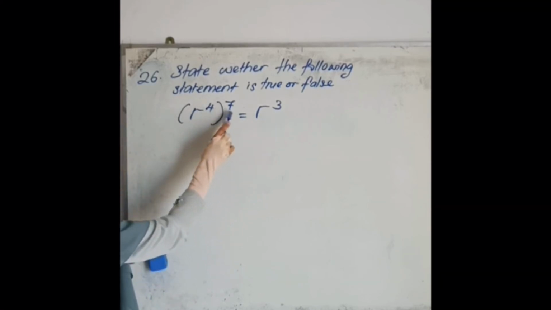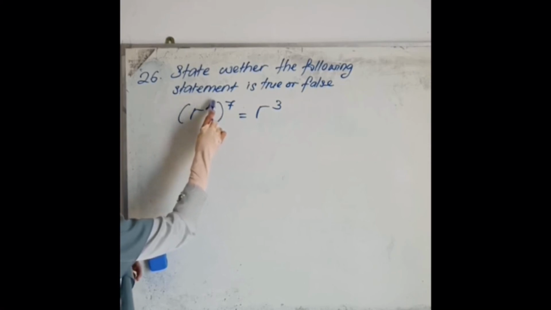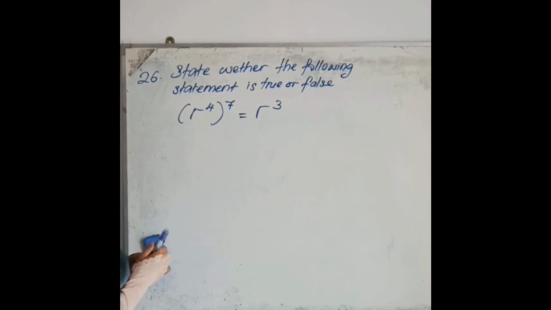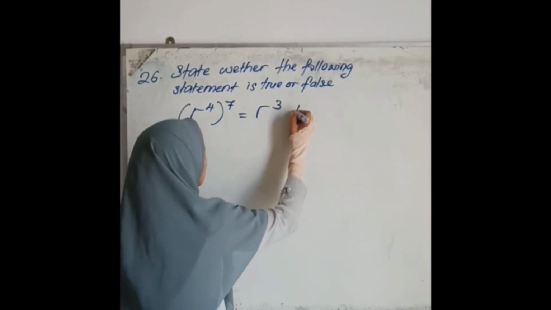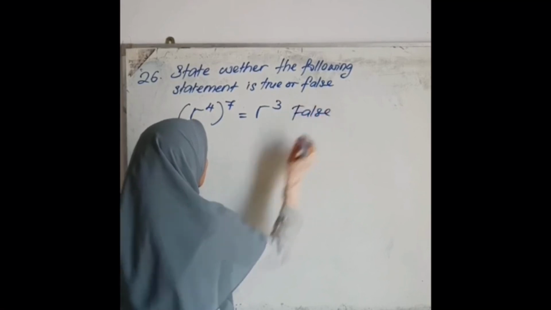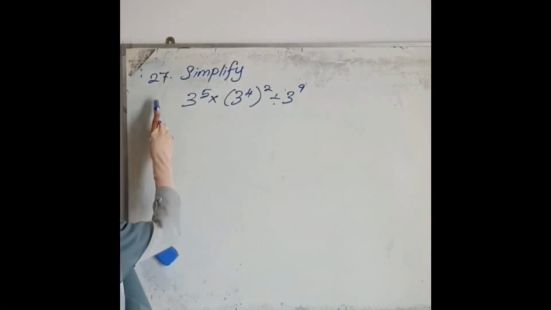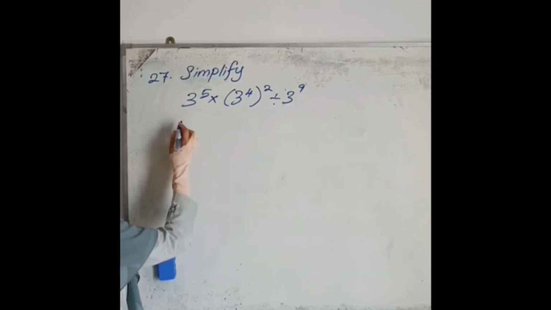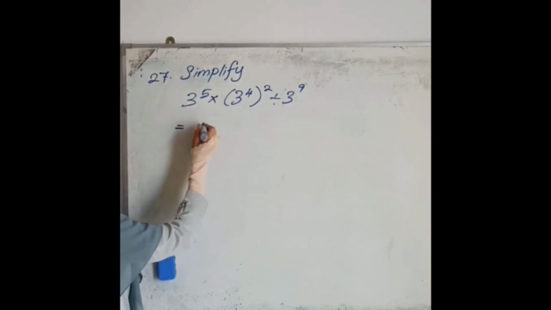So 4, 7. So we can multiply. So 4 times 7 equals 28. So the statement is false. Okay, number 27. How to simplify this? So we can simplify it.